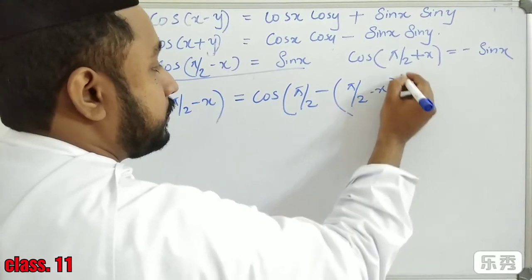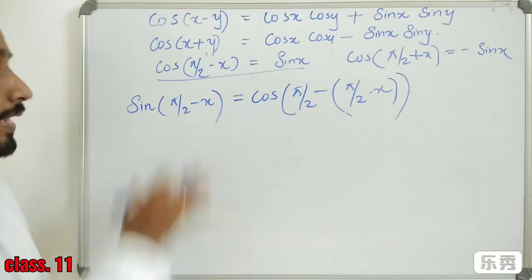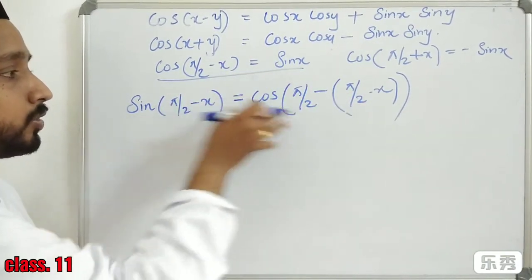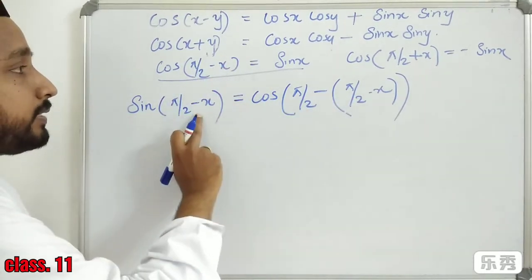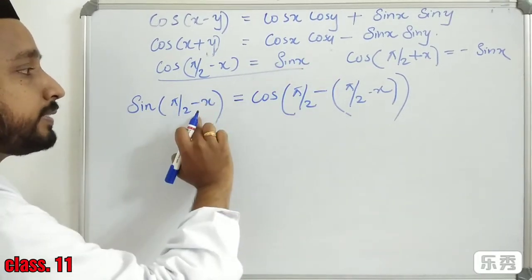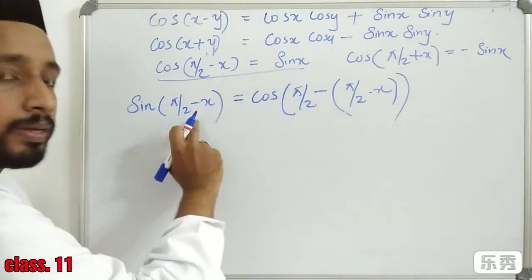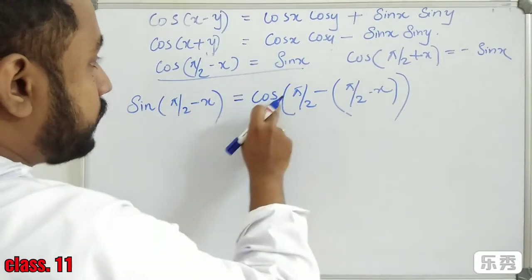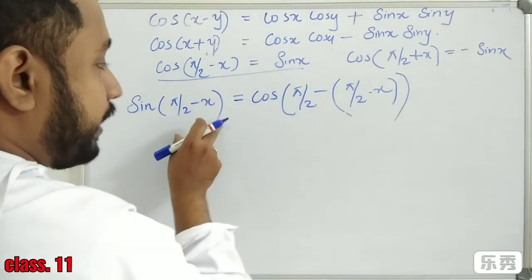Is it correct? Sin x is equal to cos(π/2 − x). So sin(π/2 − x) is equal to cos(π/2 − ...). That's the difference. So sin x, here x is replaced by π/2 − x. So sin(π/2 − x) is equal to cos(π/2 − (π/2 − x)).